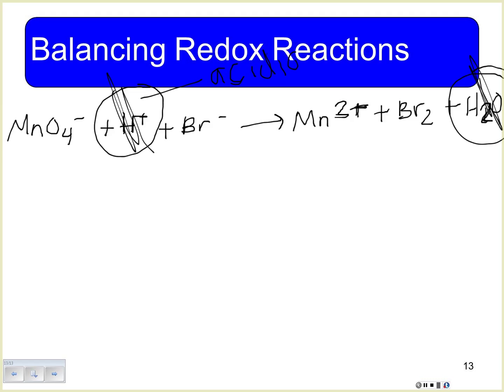All that's telling you is it's acidic conditions. So you can mark those out, and now you can go from here. Break down into your half reactions and then balance. This will just be the first 7 steps here. Please ask questions, and I'll come around and help if you have them.